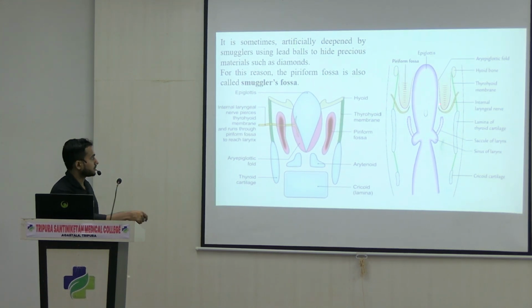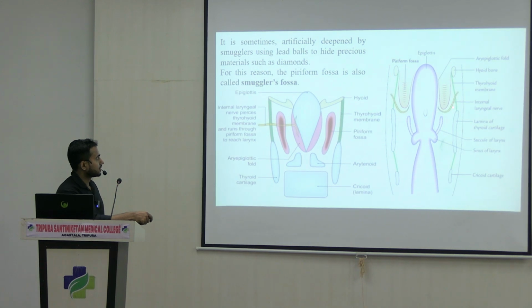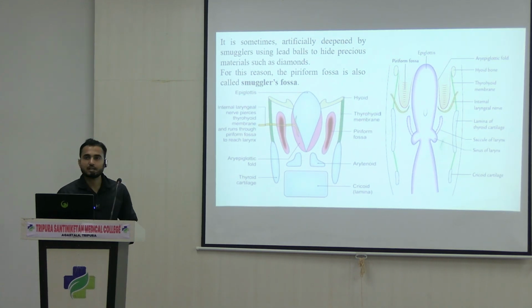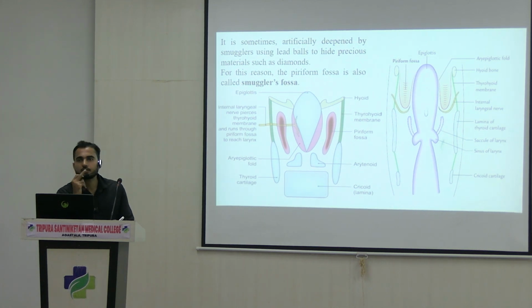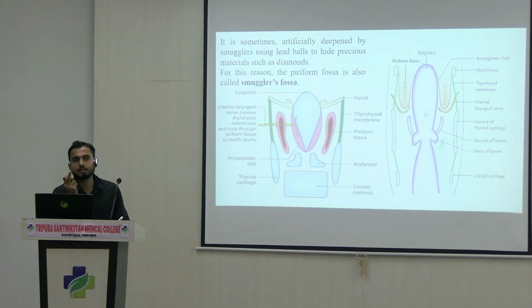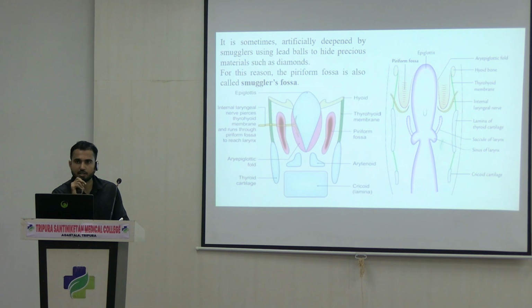Concentrate on the diagram. See, a nerve is passing. Okay. So this is the internal laryngeal nerve. So internal laryngeal nerve is a branch of vagus nerve. Actually, it is a branch of superior laryngeal nerve which divides into external and internal laryngeal nerve.